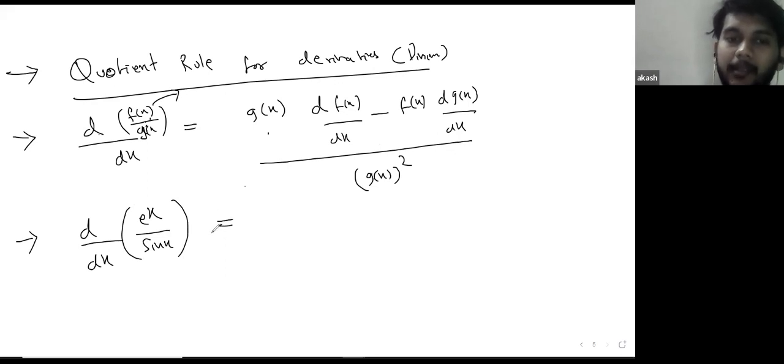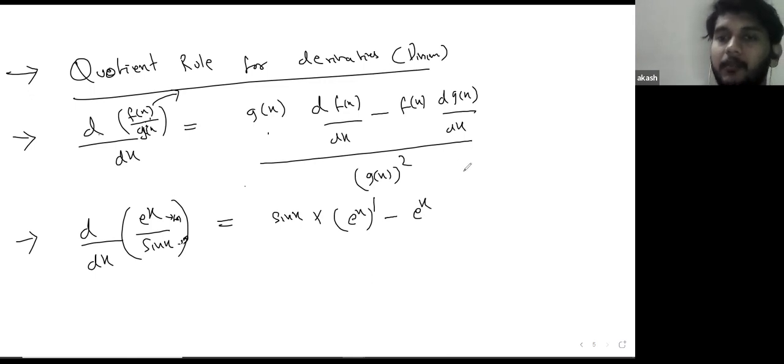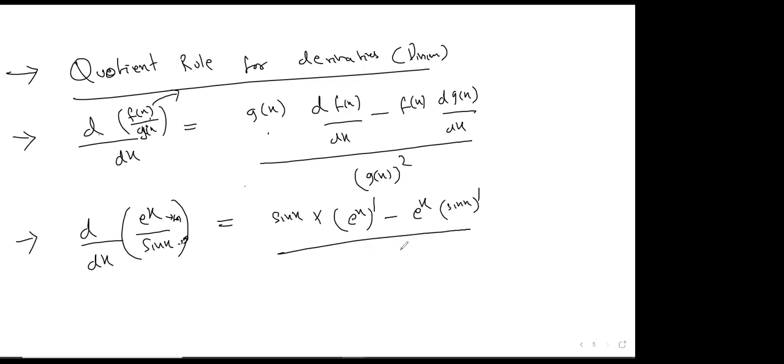So if we compare, this is f of x, this is g of x. So what we have to write? g of x, so sine x into differentiation of f of x, so e^x dash, minus f of x, so e raised to the x, into differentiation of g of x, so differentiation of sine x.